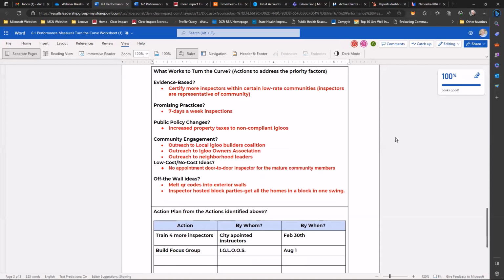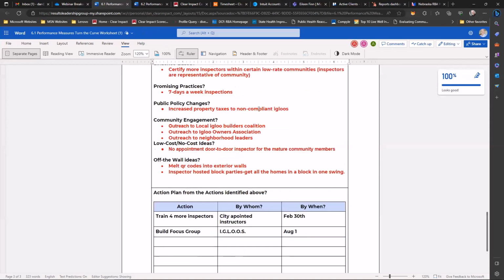Community engagement: a lot of outreach to the coalition, the IOA, and then the neighborhood leaders. Low cost door-to-door inspectors for the elderly community members. And then off the walls, we're going to melt some QR codes into some of the exterior walls of non-compliant igloos so that they can scan the QR code and get their inspection scheduled. And then inspectors are hosting block parties. Everyone on the block comes out and hangs out, gets to know the inspector. The inspector inspects their igloos, and we're good to go.